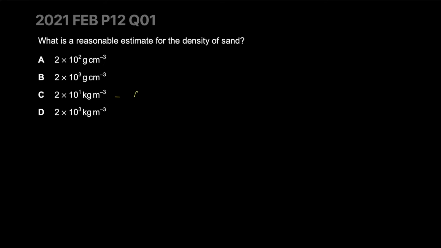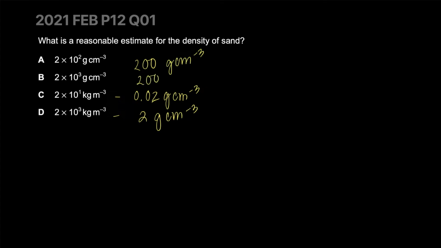So this is going to be 0.02 grams per centimeter cube. This is going to be 2 grams per centimeter cube, right? And just to keep it in check, the first one is 200 grams per centimeter cube, and this is 2000, right? So huge numbers, very different. So it's kind of easy to do.